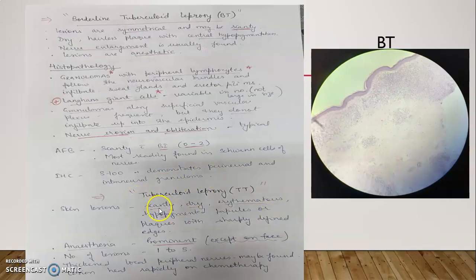The skin lesions in tuberculoid leprosy are scanty, dry, erythematous and hypopigmented papules or macules with sharply defined edges. Anesthesia is prominent except on face, that is seen in LL. Number of lesions may be 1 to 5. Thickened local peripheral nerves may be found and lesions heal rapidly on chemotherapy.